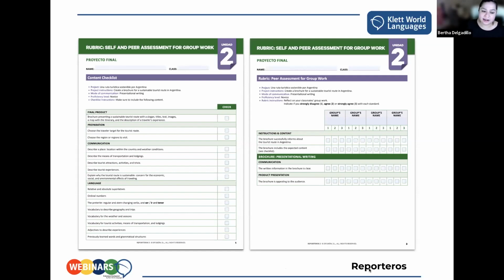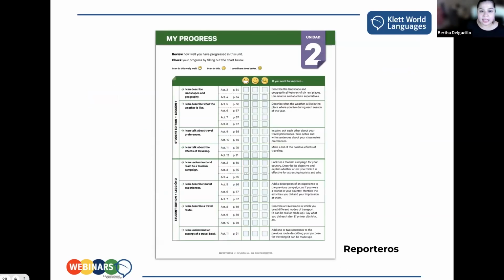So, yes, this is an example. These rubrics are inside the book Reporteros. And here's one as well, here you can see how well you progress in a unit. So at the end of each unit, you have a checklist and you have specific feedback. What can you do if you want to improve? This one is on Reporteros 2.